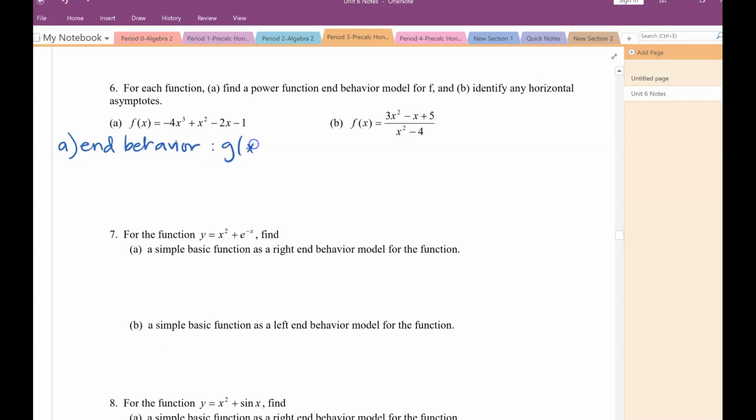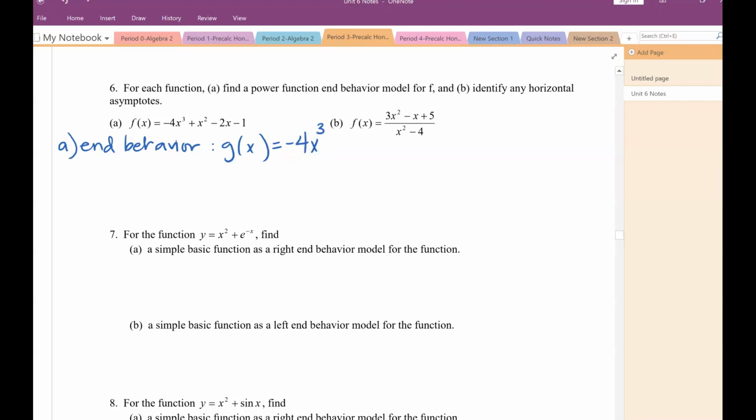What would g of x be for this one? As x approaches infinity, what would g of x have to be? So when we take negative 4x to the 3rd plus x squared minus 2x minus 1 divided by some g of x, it reaches or it's close to 1. So what's the more dominant term for this? Negative 4x cubed. That's right. So that's negative 4x cubed. That's all we have to worry about.